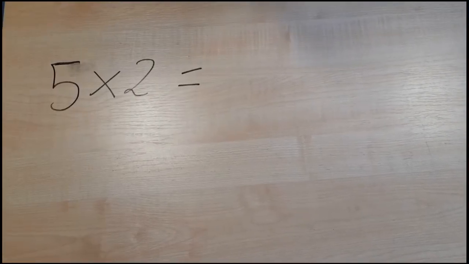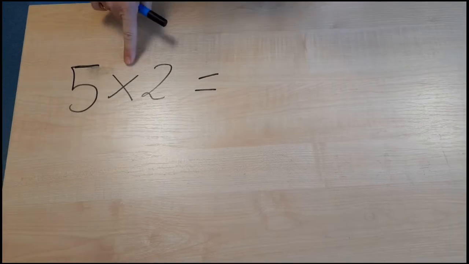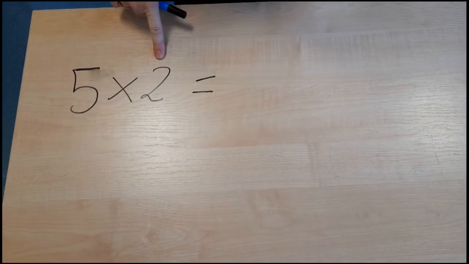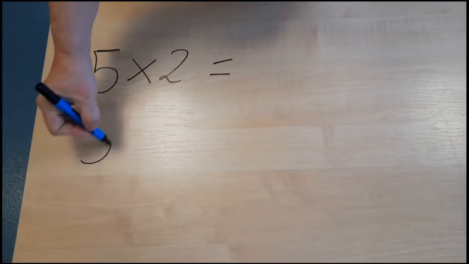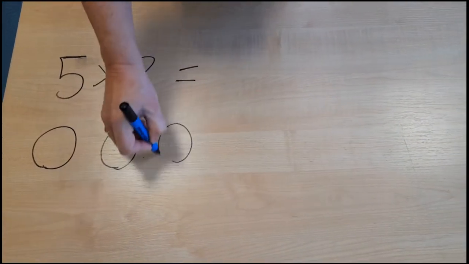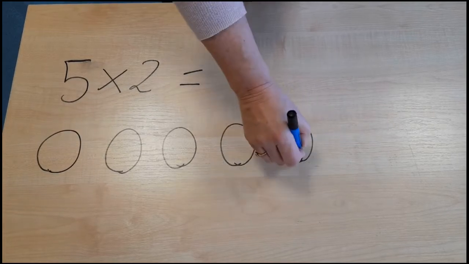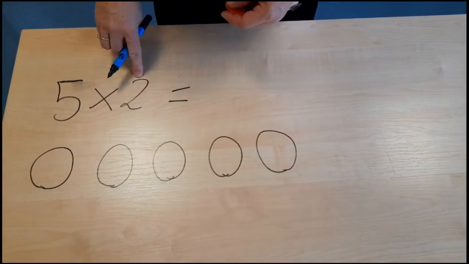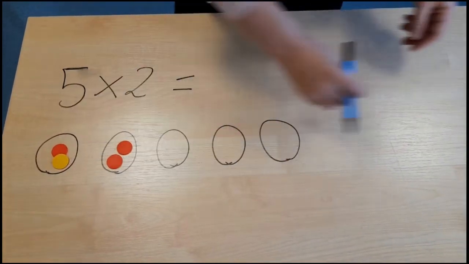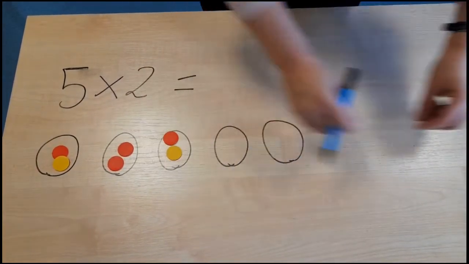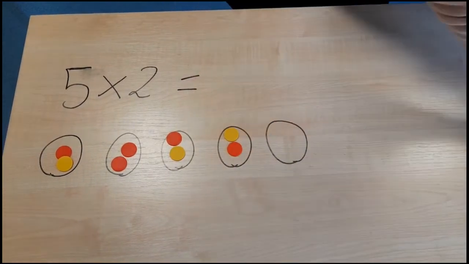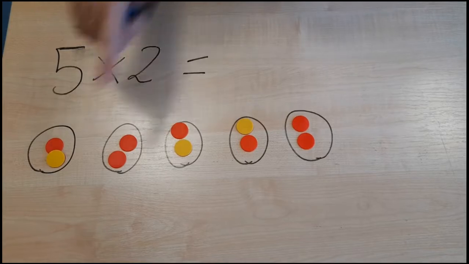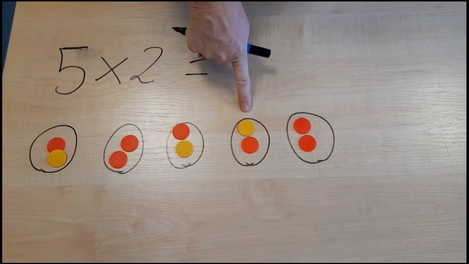Okay, let's practice groups of. So 5 times 2. Another way then we will say it is 5 groups of 2. Let's do my 5 groups. 1, 2, 3, 4, 5. And let's use counters. And it says 2 in each. So 2 for you, 2 for you, 2 for this one, 2 for this one, 2 for this one. Now I can do my counting in twos. 2, 4, 6, 8, 10.